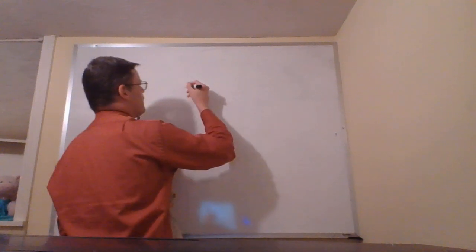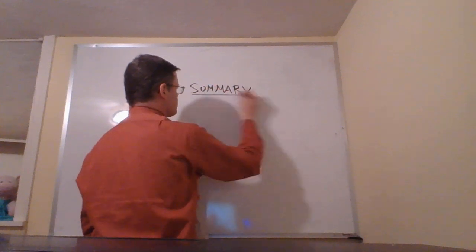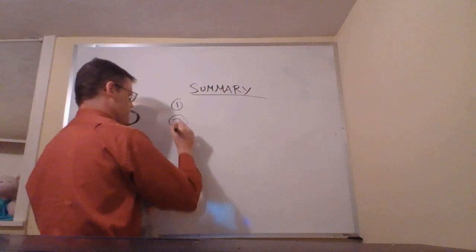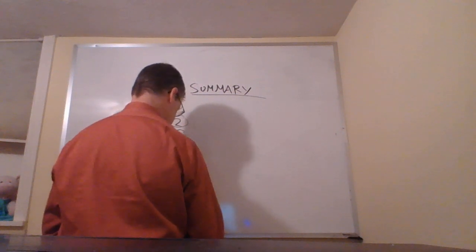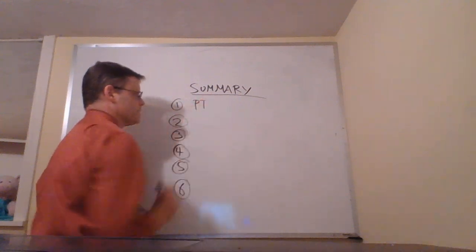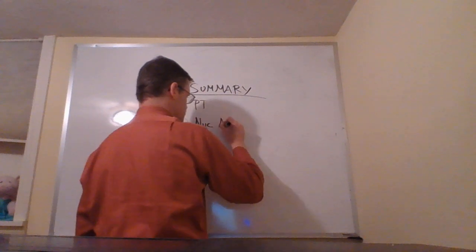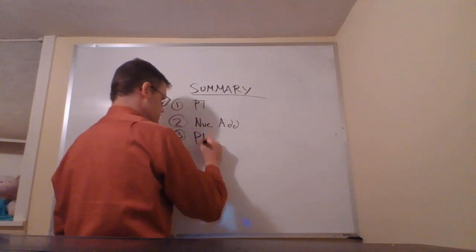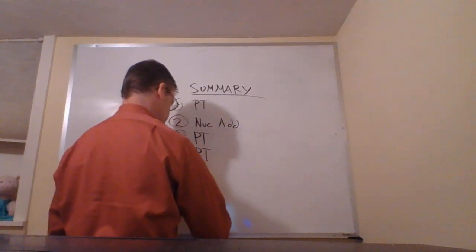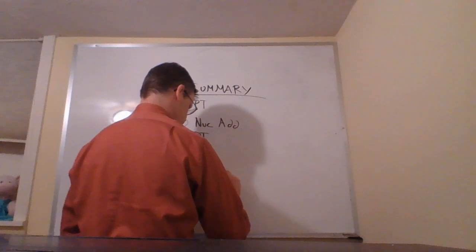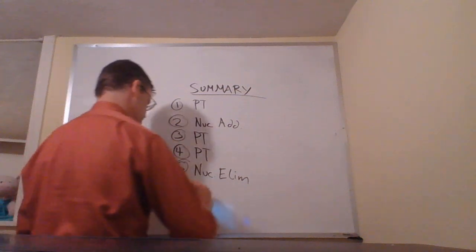So kind of a summary: 6 steps. Proton transfer, where we're making a better electrophile, followed by a nucleophilic addition, followed by another proton transfer. That takes us halfway through the mechanism. Then we have another proton transfer sandwich: a nucleophile elimination, and then another proton transfer.